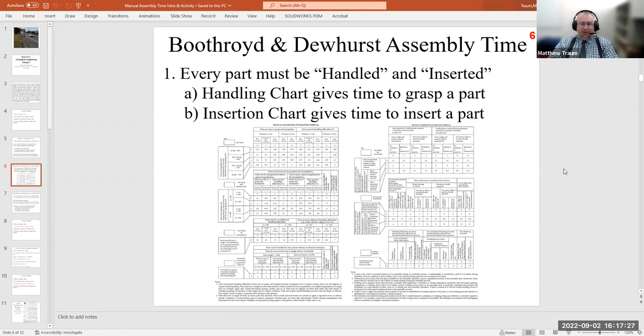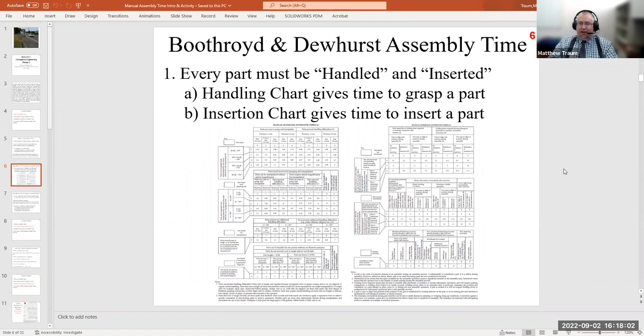When you think about it, when assembly is done, every part really needs to be treated two different times. Once is the assembler actually has to reach out and grab the part. That process is called handling, and that includes grasping the part and then also orienting the part correctly so that it can be inserted into the subassembly. And then the second thing that happens for each part is the actual insertion and securing that part in the subassembly so it doesn't fall out. That combination of steps is called the insertion process.